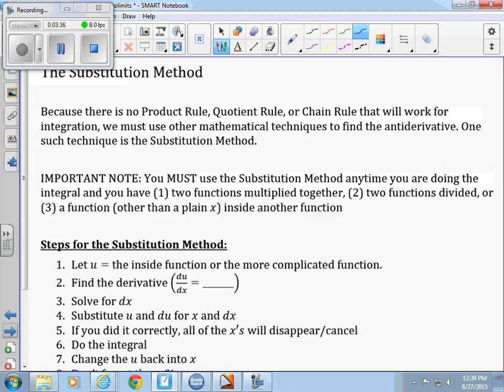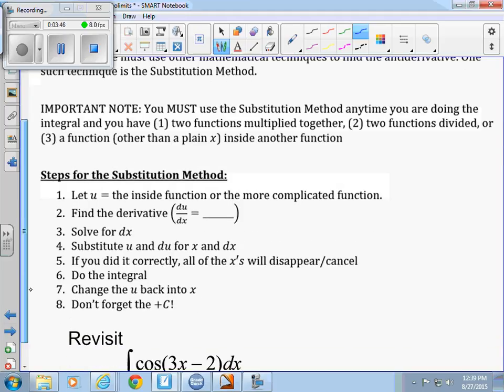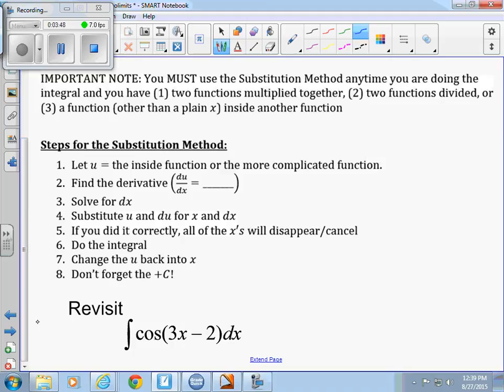If you did it all correctly, all the x's will disappear and cancel. You will do the integral with only u's involved. Then you'll change back to x's. And don't forget plus c. This is our method. That's it.